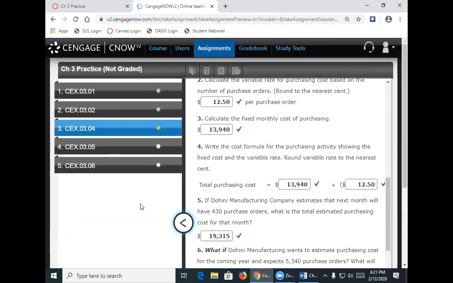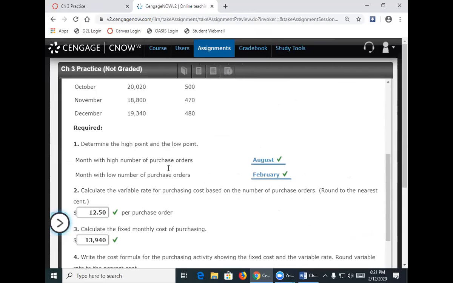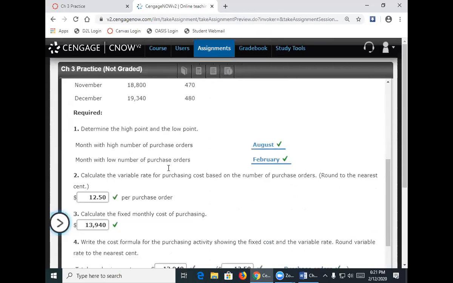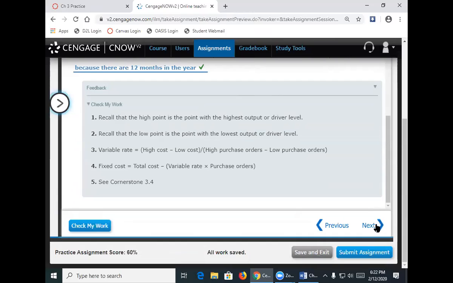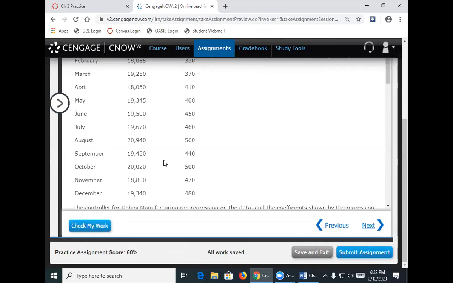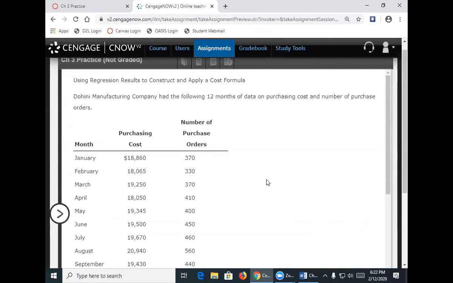So that's one way of estimating costs. Using the high-low method again, we can take 12 months' worth of data or more, calculate our variable rate, and then calculate our fixed cost. So the next one, I believe, is the same data, but now we're talking about regressions. Regression is really a more accurate way of coming up with cost estimates.